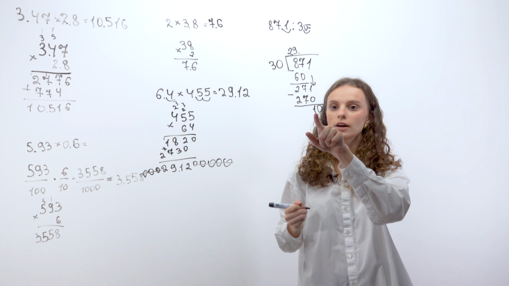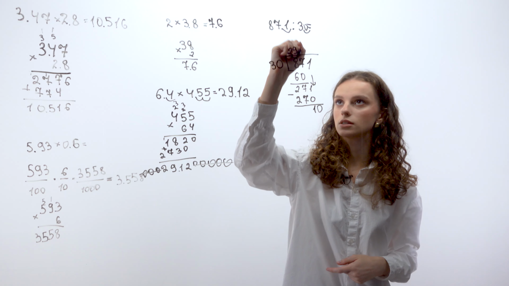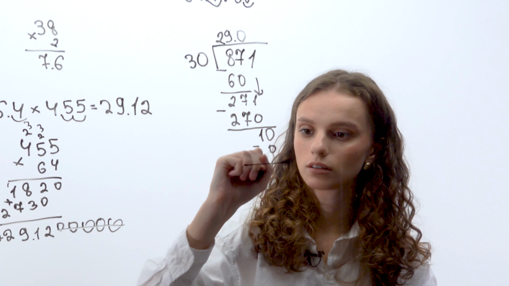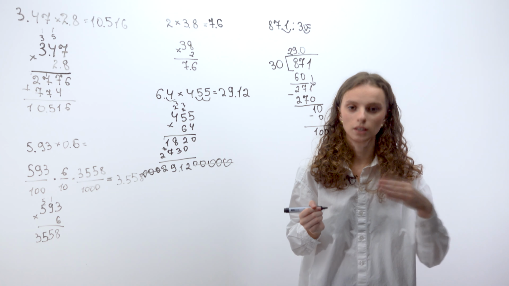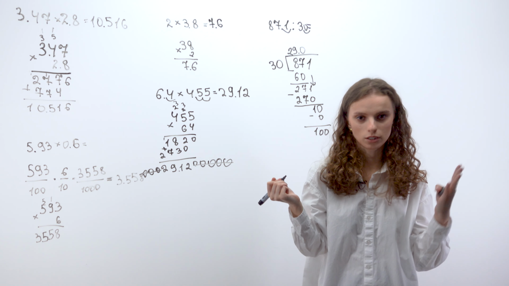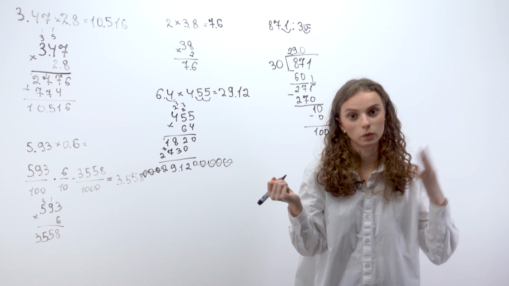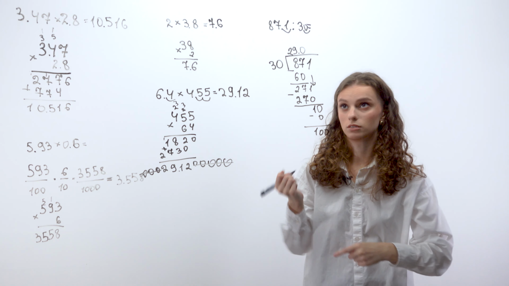Okay, can we divide 10 by 30? No. If we cannot do that, it's going to be 0. So 10 minus 0. And then we can keep adding as many zeros as you want to figure out as many digits after the decimal point as we need. Okay, 100 divided by 30, it will be 3.